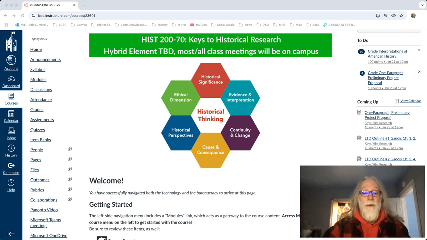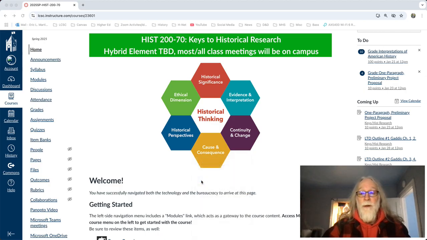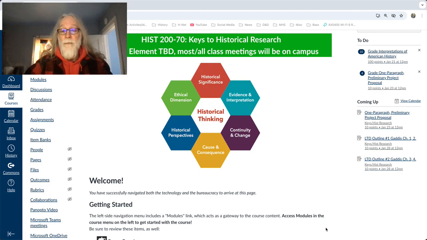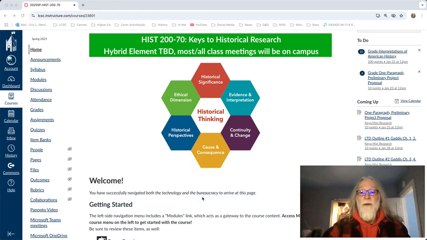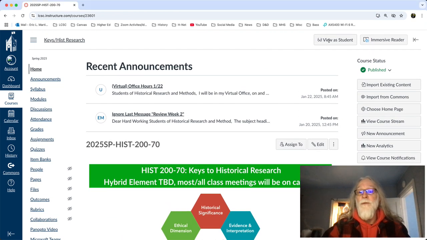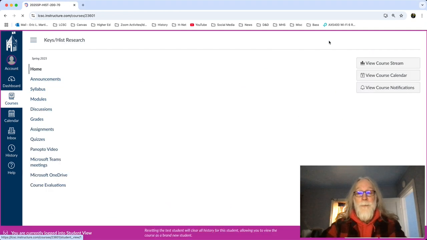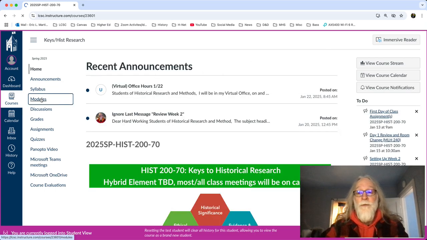And let me move some things around. Now, not even going to reshoot this stuff. I'm just going to keep moving. View as student. That's what I wanted anyway. Okay. So let's go into the modules.